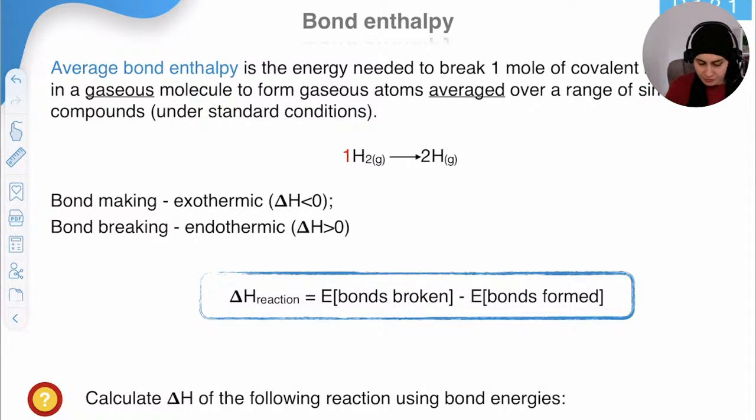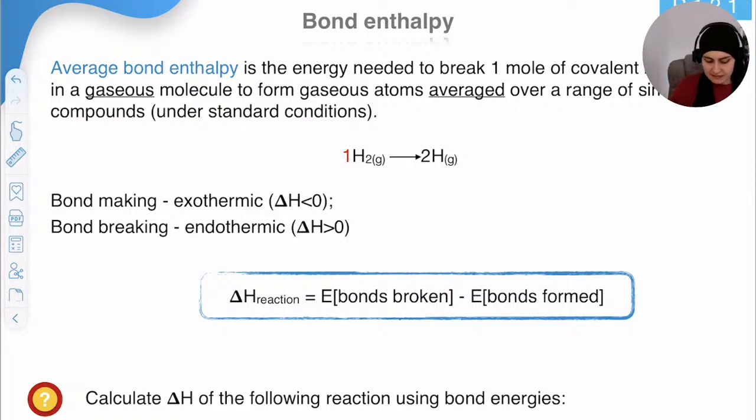So average bond enthalpy: it's the energy needed to break 1 mole of covalent bonds in a gaseous molecule to form gaseous atoms, averaged over a range of similar compounds. And there are so many things that can go wrong with this definition. For some reason, they're really strict in A levels and in IB and even in GCSE with this kind of definition. So for IB, you need average bond enthalpy.